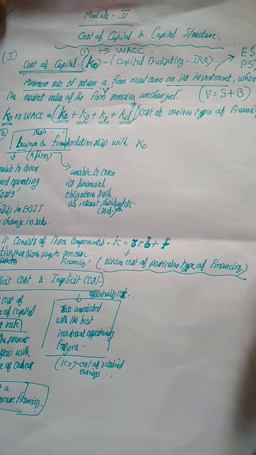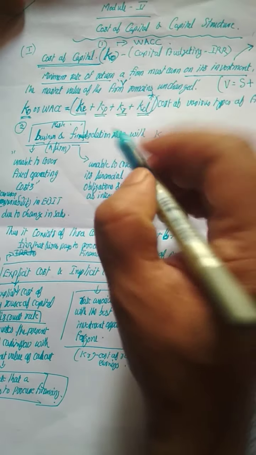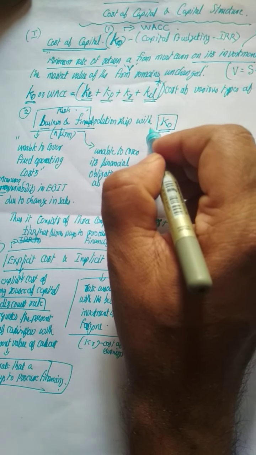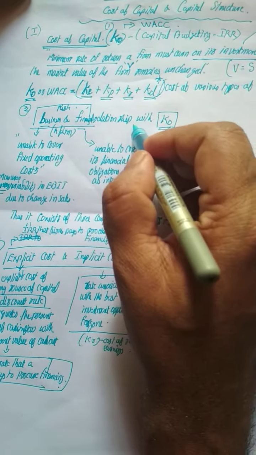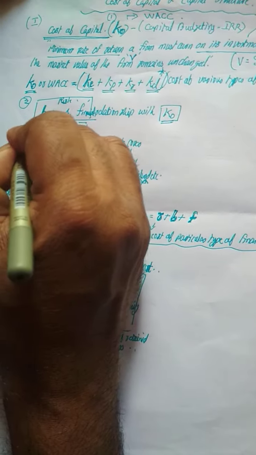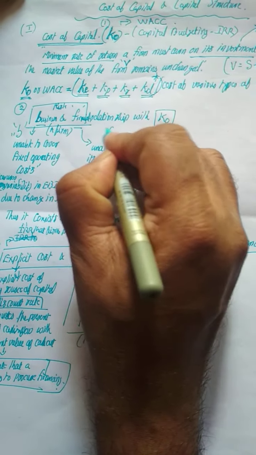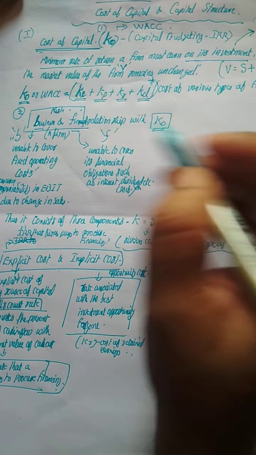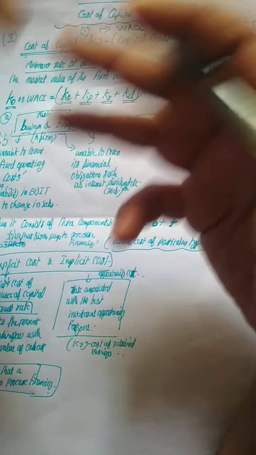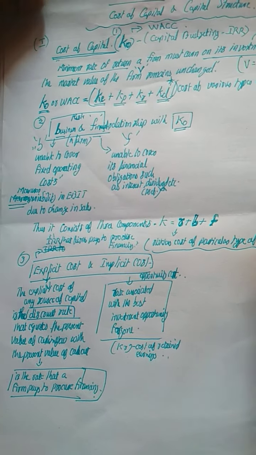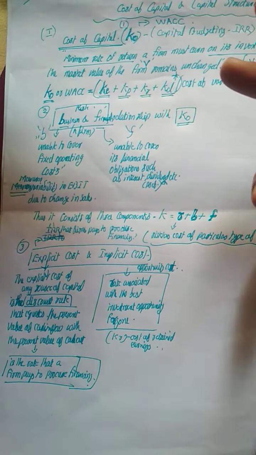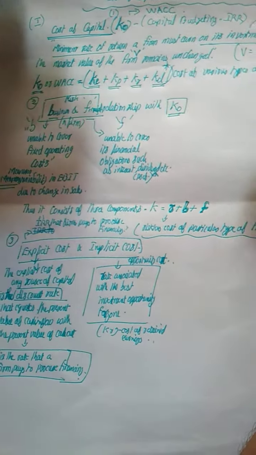Before getting into the equations and problems, there are certain things which we have to know while studying the cost of capital. Cost of capital has a high relationship with business risk and financial risk. Business risk I am putting as B, and financial risk I am putting as F. What is business risk? If a company is unable to cover its fixed operating costs, it is called business risk.